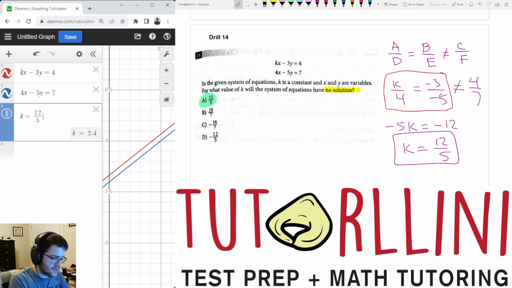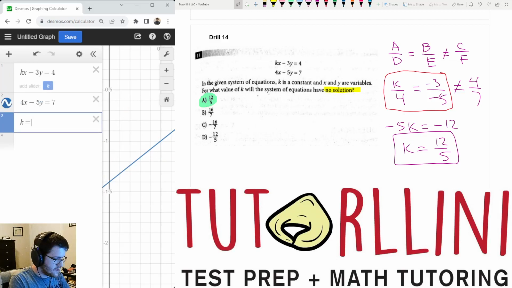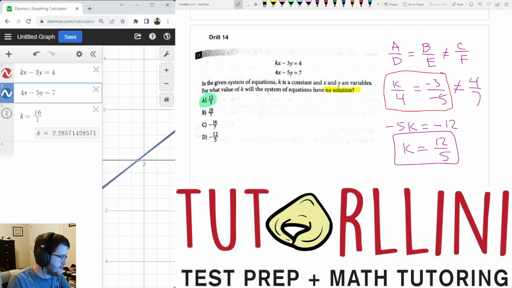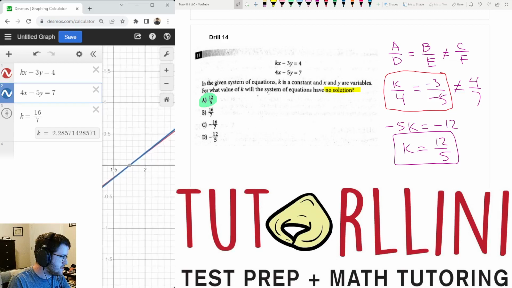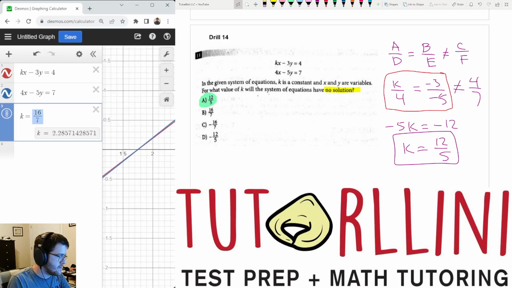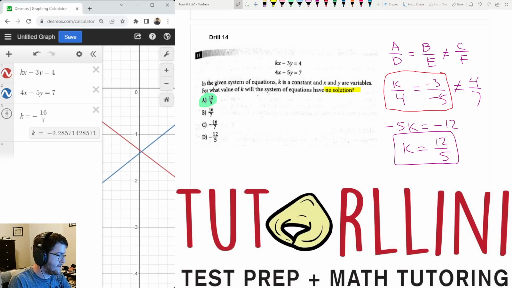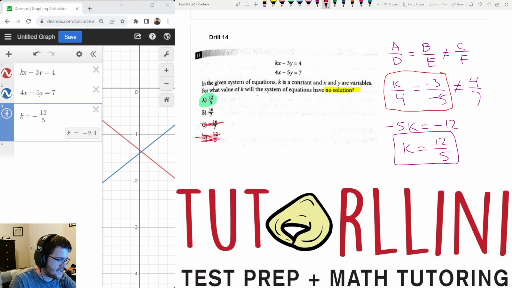Let's try some of the other answer choices. 16 over 7. Well, it's kind of hard to tell, but that seems to cross there. Let's try -16 over 7. Okay, that definitely crosses. C is definitely wrong. And let's try -12 over 5. Okay, that also definitely crosses. So even if you couldn't tell because of the window, we probably could have crossed these two off right away just by guessing and checking. And then A and B, you just got to zoom in a little.